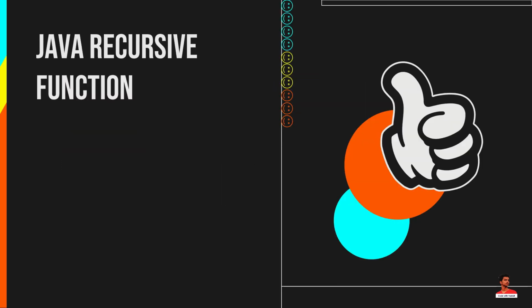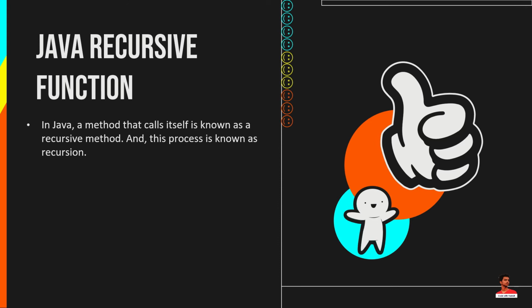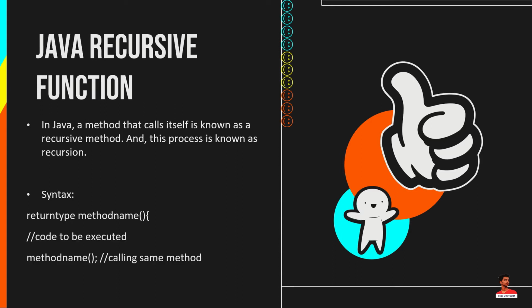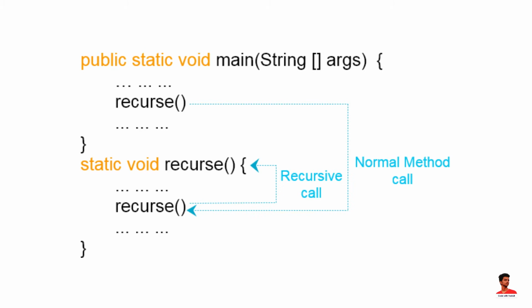Java recursion. In Java, a method that calls itself is known as recursive method, and this process is known as recursion. Syntax of Java recursion is: this is how recursion works.